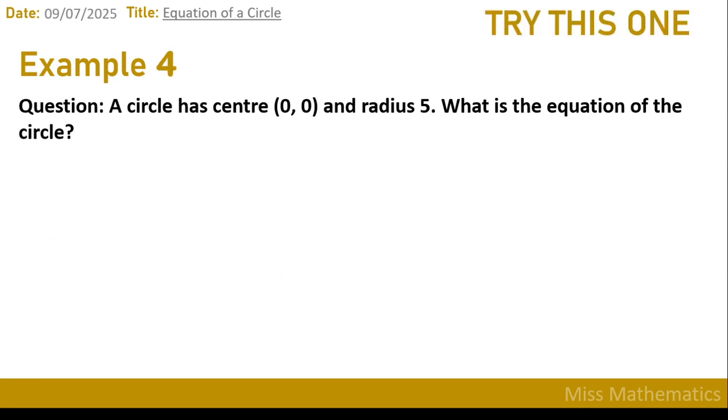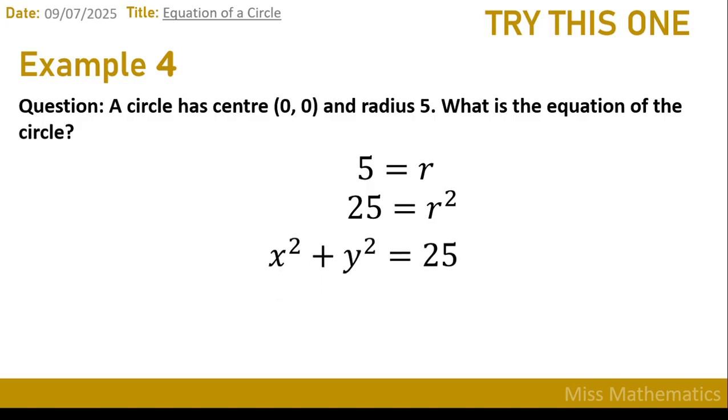Pause the video here and try out this question in a similar way to the last one. A circle has a center 0, 0 and the radius 5. What is the equation of the circle? Well, we know the radius is 5. That means the radius squared is 5 squared, which is 25. Therefore, x squared plus y squared is equal to 25. And this is the answer.